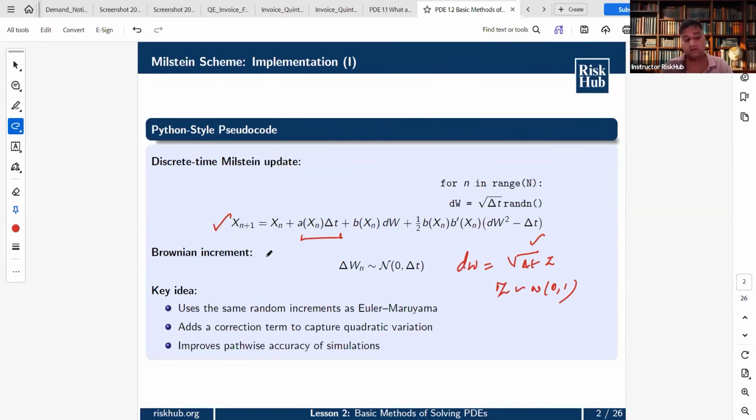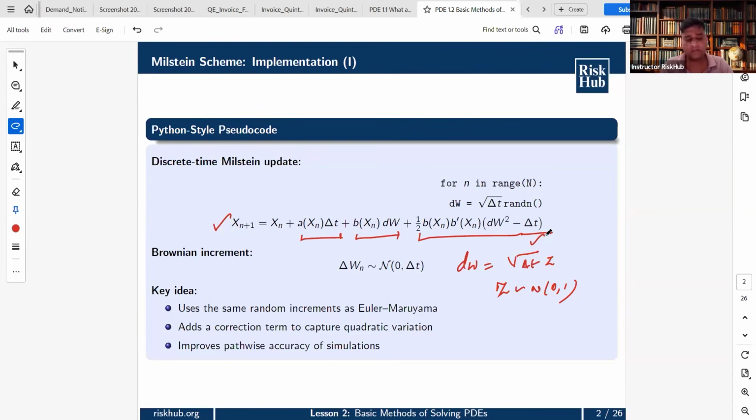This is basically your drift component. The financial interpretation is the expected movement in asset price, rate, or volatility. Then we have b(x_n) dW, which is the random shock, basically market uncertainty. Then we have this last term: if you remove the x_n and just take half b b dash times (dW squared minus delta t), this is basically the Milstein correction, which captures the curvature from state-dependent volatility.